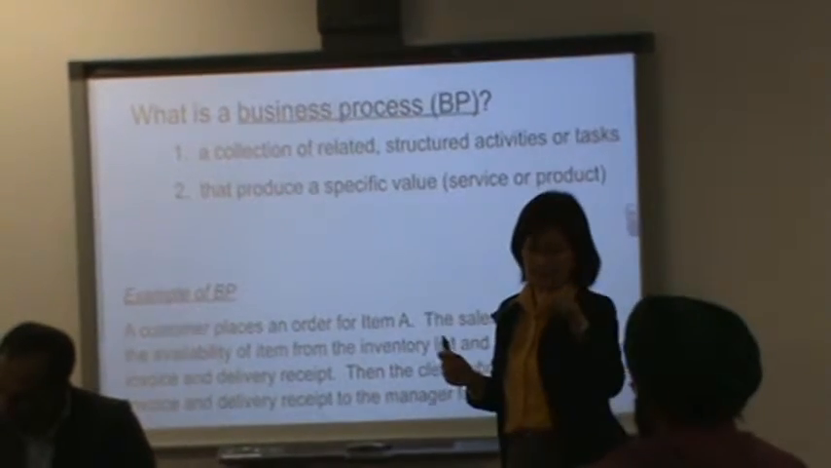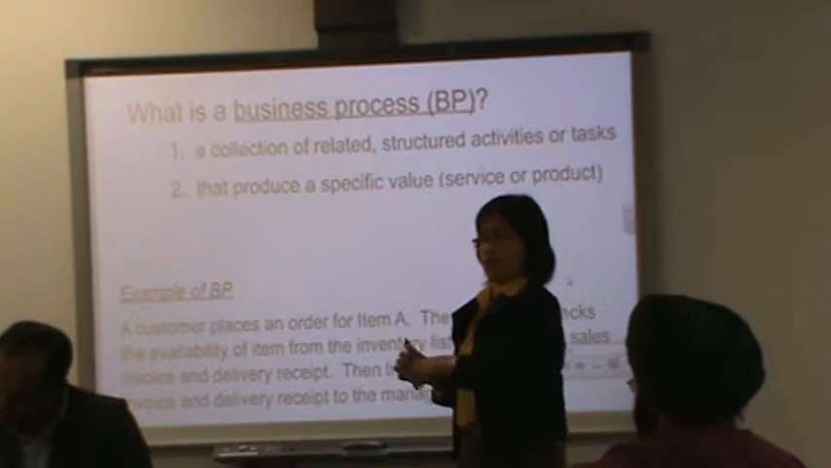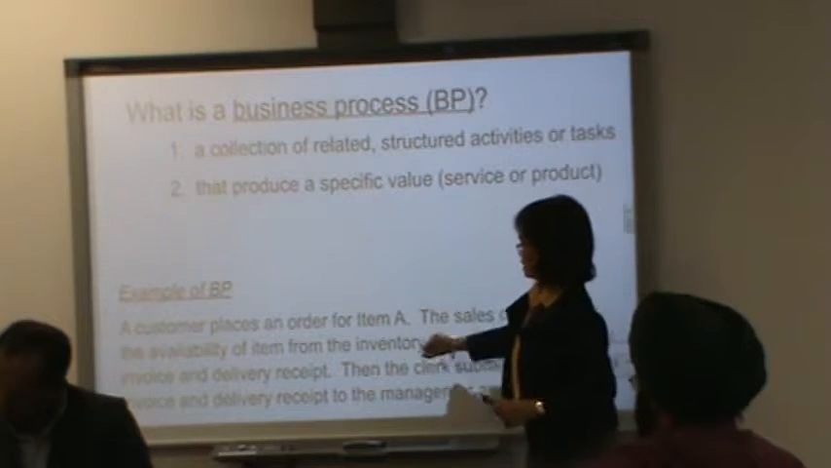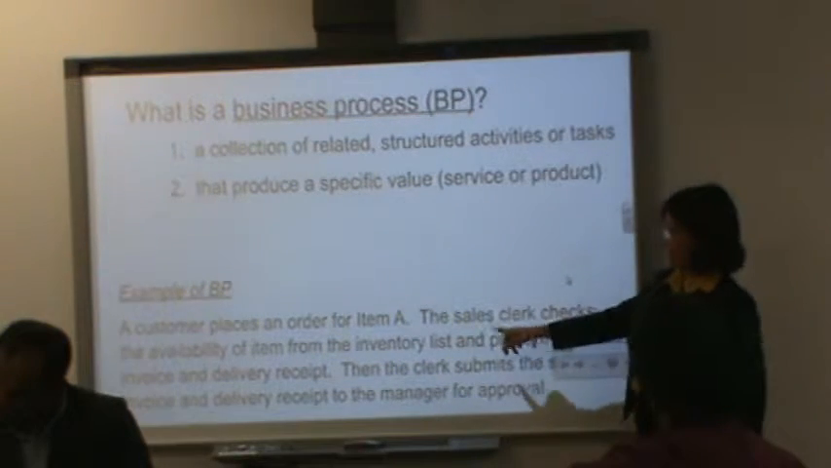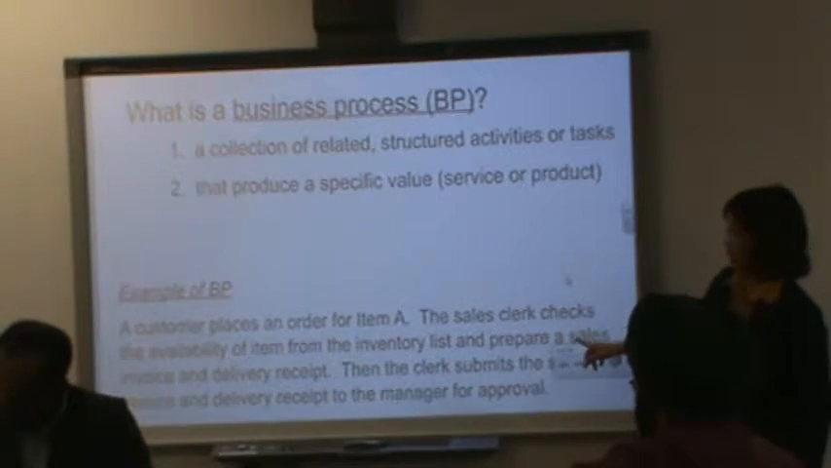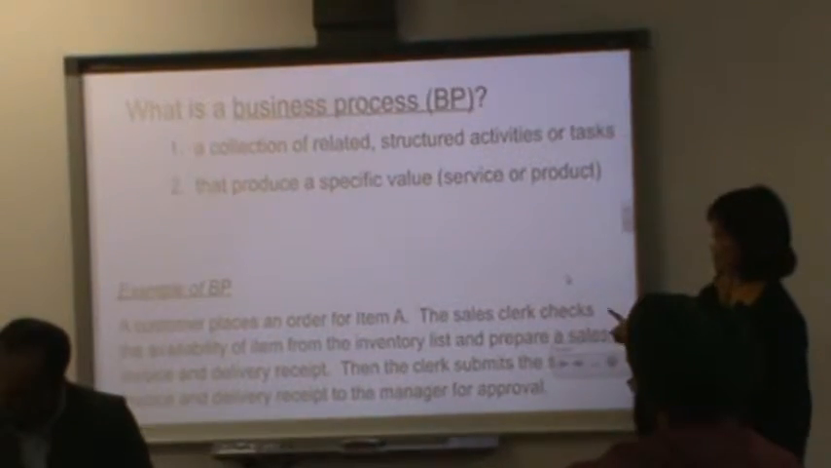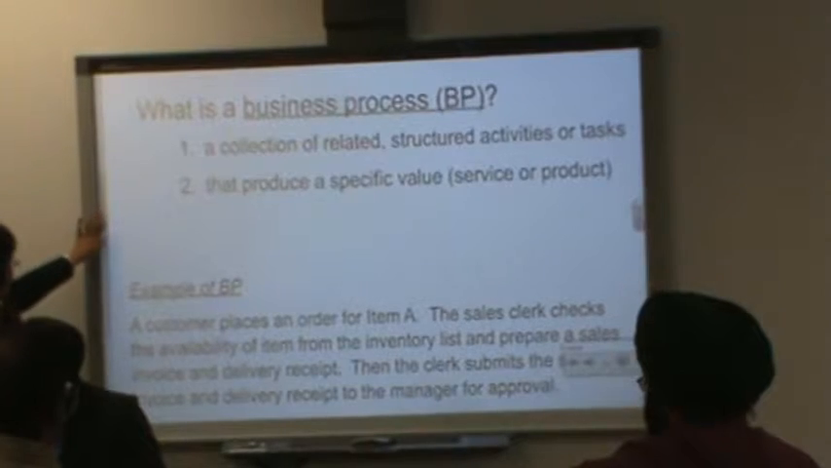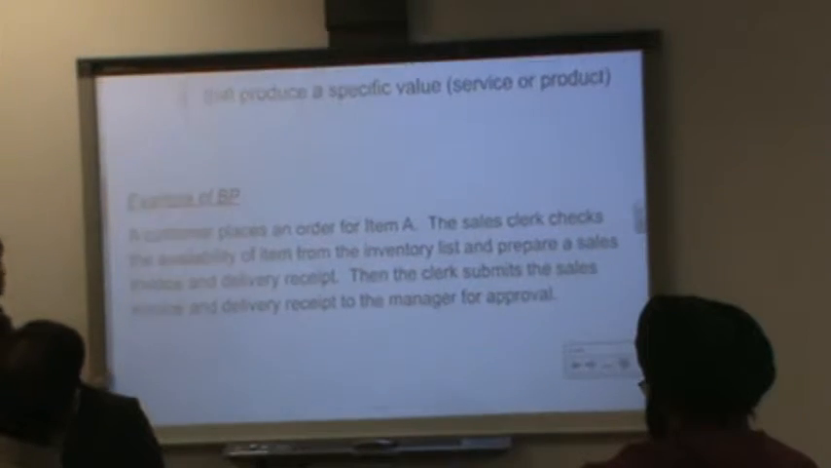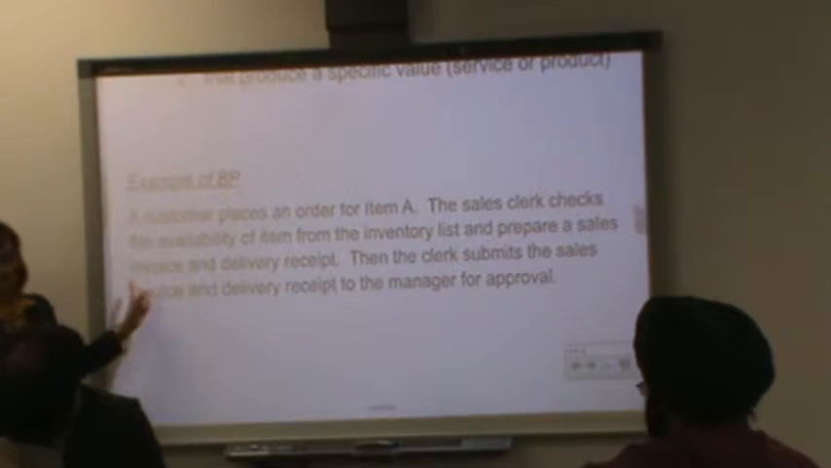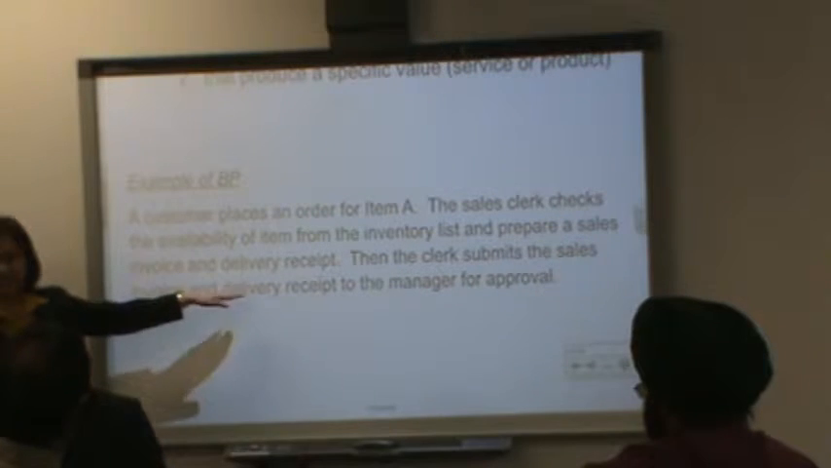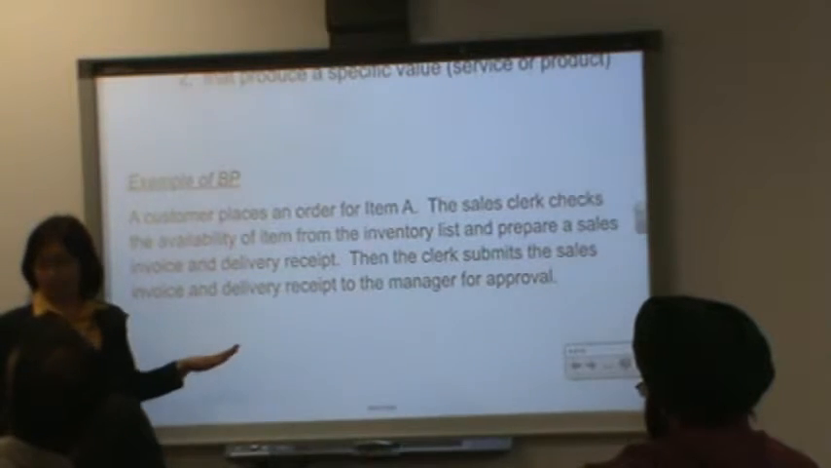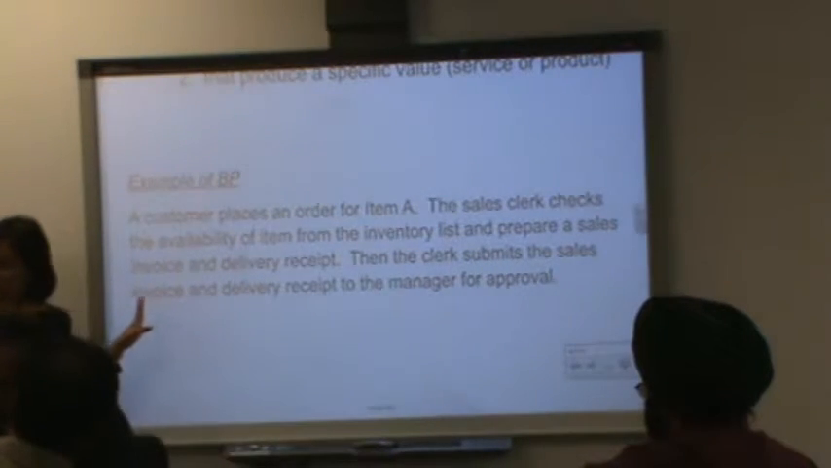But then again, it's a series of steps or activities. Now, for example, a customer places an order for an item A. The sales clerk checks the availability of this item from the inventory list and then prepares a sales invoice and delivery receipt, then submits it to the manager for approval. This is an example of a business process.